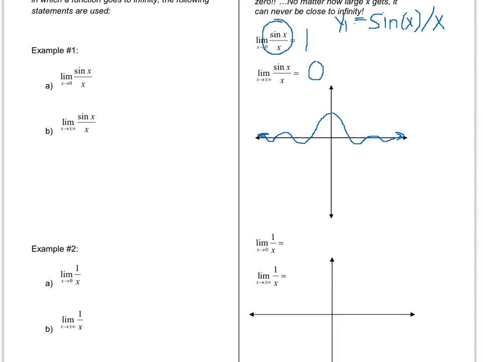This particular function, sine of x divided by x, shows up several times throughout the course, so this is something that you're going to need to memorize, either what the graph looks like so you can evaluate the limits quickly, or just evaluate the limits by memorizing them. Okay.